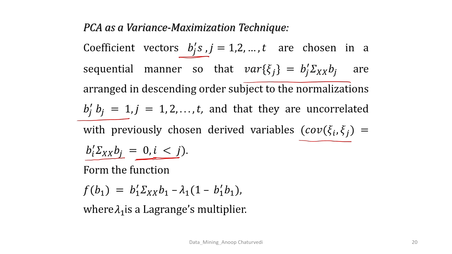So, psi j is uncorrelated with the previously derived principal components. Now, we form the function, say f(b1) equal to b1 transpose sigma xx b1 minus lambda 1 times (1 minus b1 transpose b1). This is the restriction, b1 transpose b1 is equal to 1. So, we are using the method of Lagrange's multipliers.